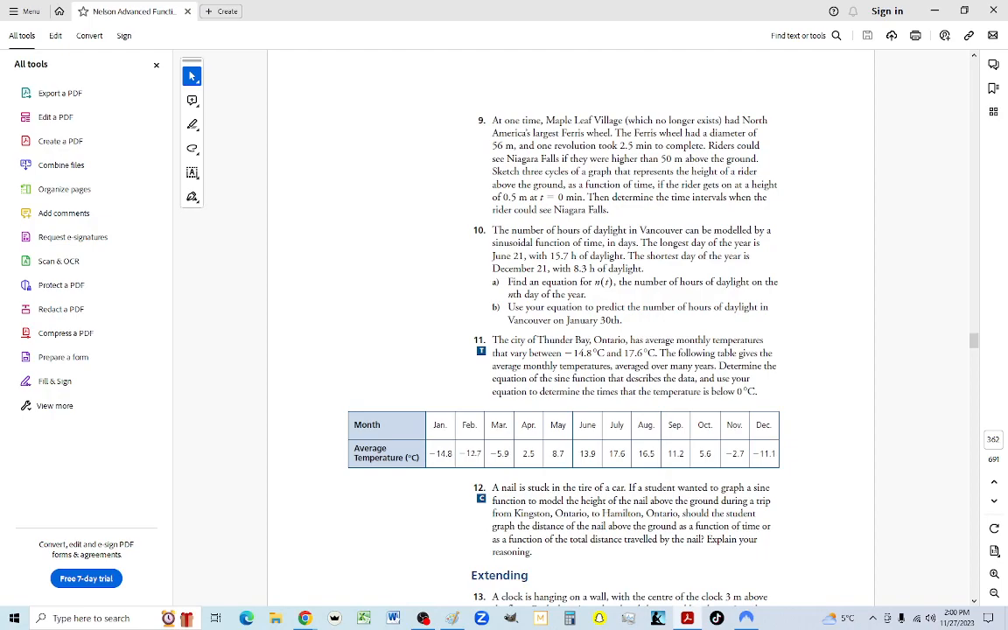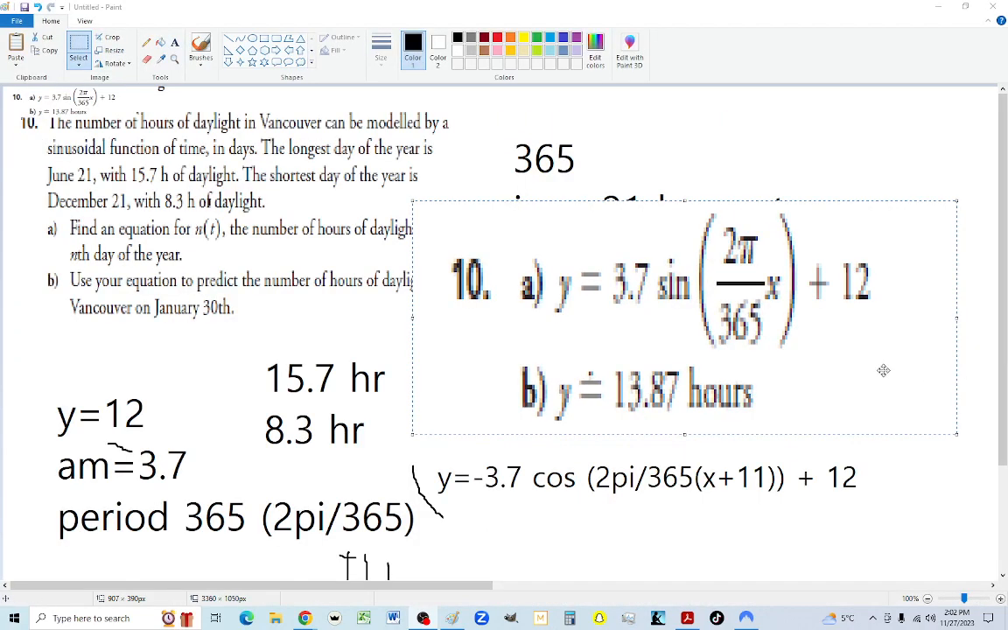And just to see if it's the same equation in the back, you can see that we got the amplitude correctly, 3.7. They use a sine curve, and they don't adjust it at all, which is interesting. But everything else we got right. So they don't reflect at all. So let's see what happens if we just do that with the sine curve.